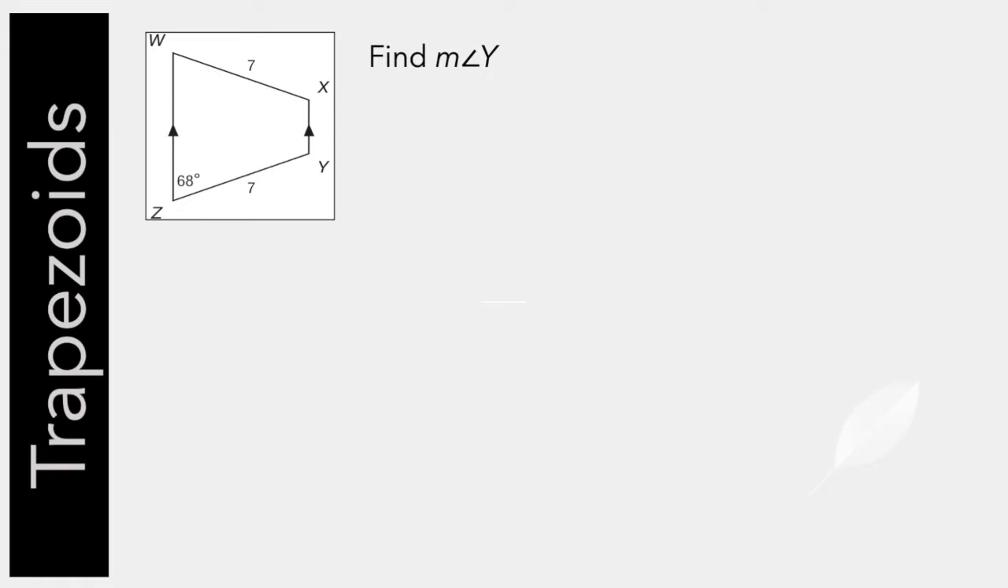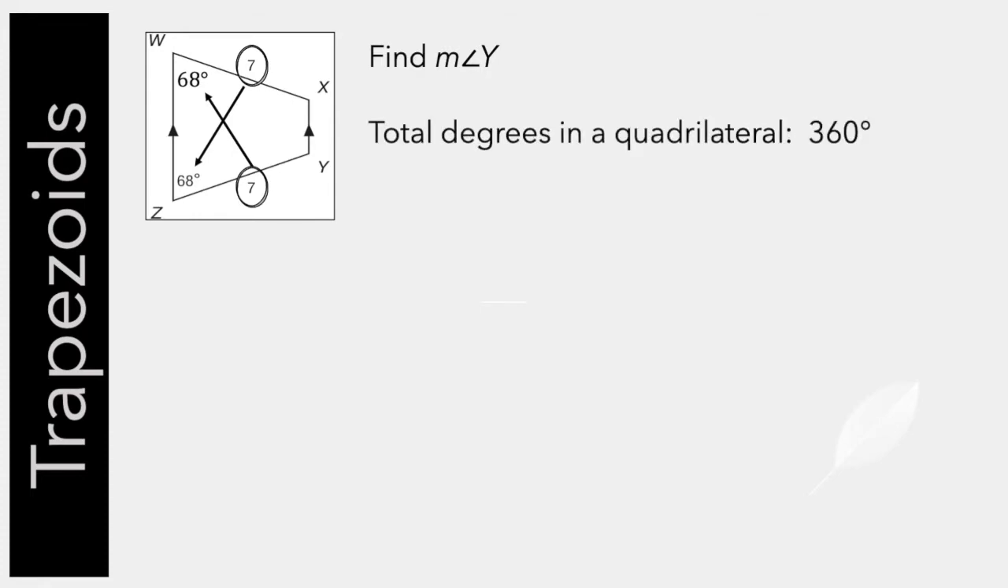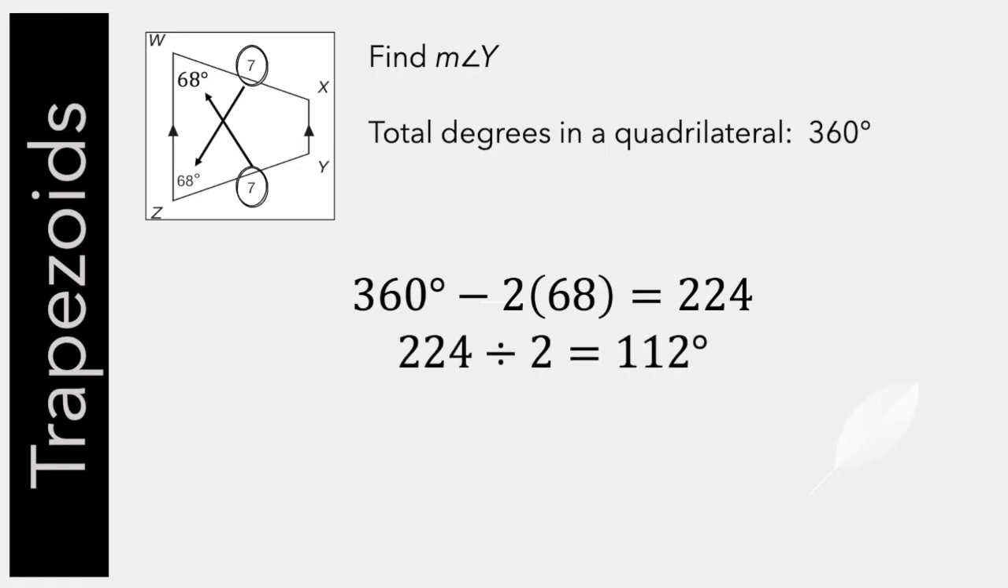We need to find the measure of angle y. We're only given one angle in here, but we're given two congruent legs. Those two congruent legs are pointing to the fact that we have two congruent base angles, so 68 and 68. We also know that the total degrees in a quadrilateral is 360. So if we take 360 and subtract those two 68s, we get 224 degrees left over. That 224 degrees we just split into two, and we get the measure of y equals 112 degrees.